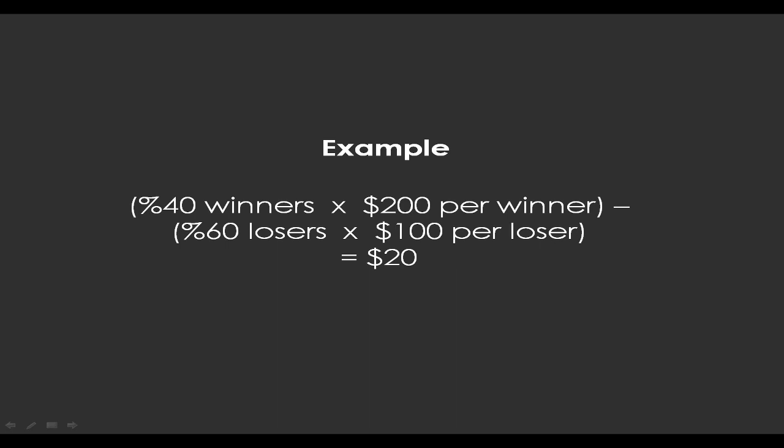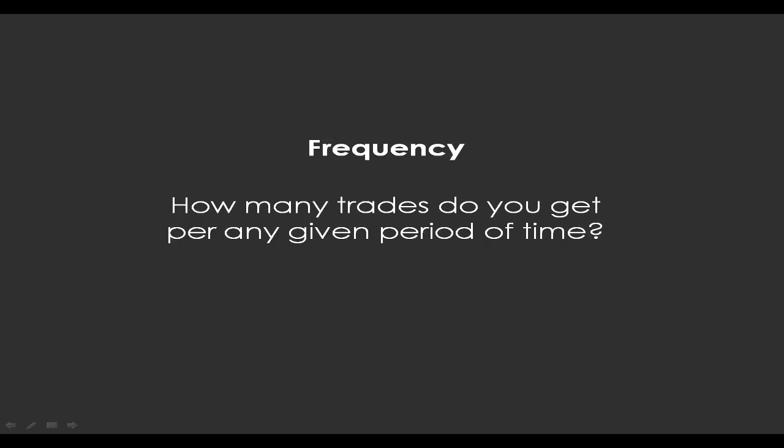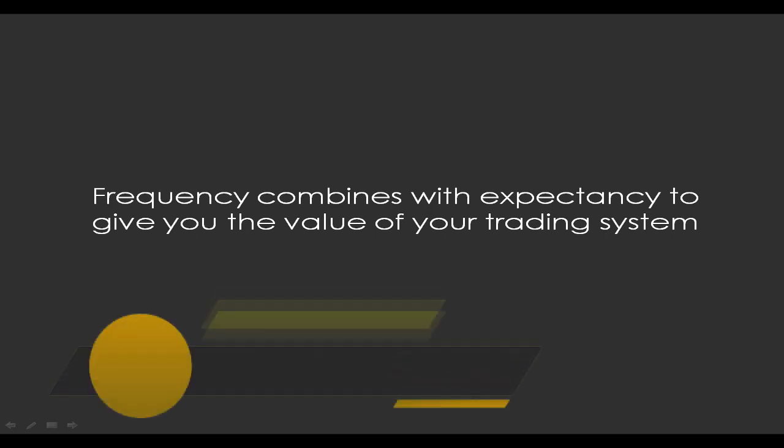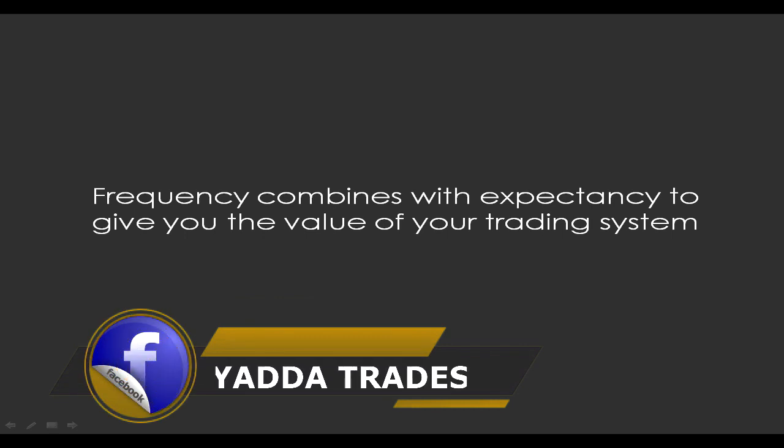The other thing we have is frequency. And frequency is basically asking you how many trades do you get per any given period of time. In a week, how many trades do you get? In a whole year, how many trades does your strategy or system produce? And what we'll find out is that frequency combines with expectancy to give you the true value of your trading system. All right? Now what we're going to do is get into some little case studies to kind of put all this stuff into action and see how it works so you can understand it at a deeper level.